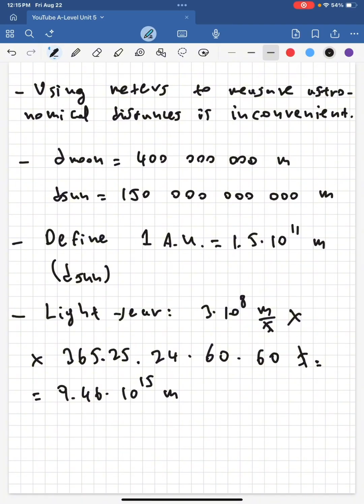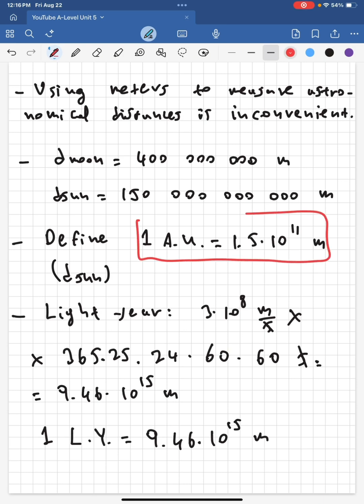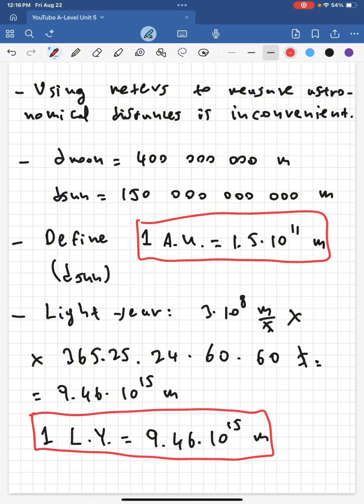So 1 light year, this is how you write it. So 1 light year is equal to 9.46 times 10 to the 15 meters. Let's box the astronomical unit, then let's box the light year.